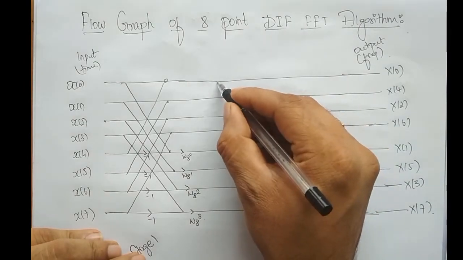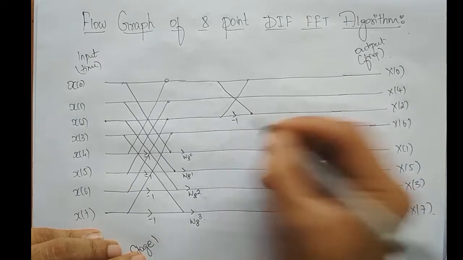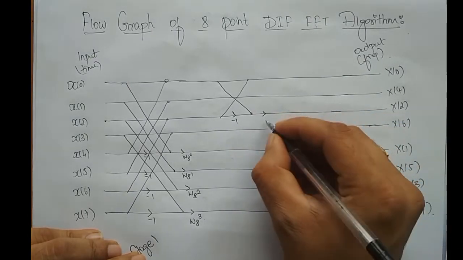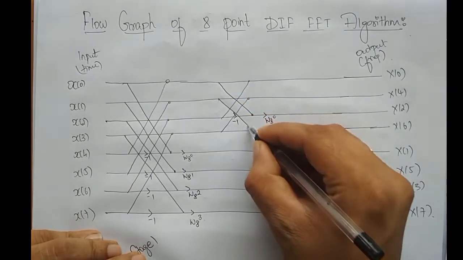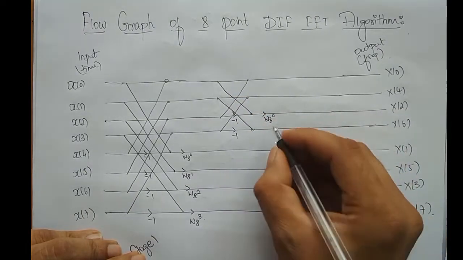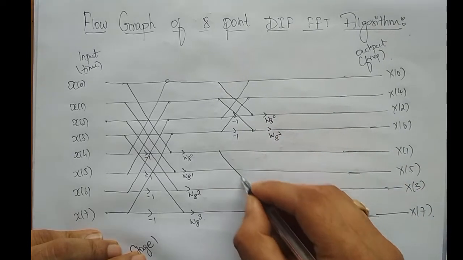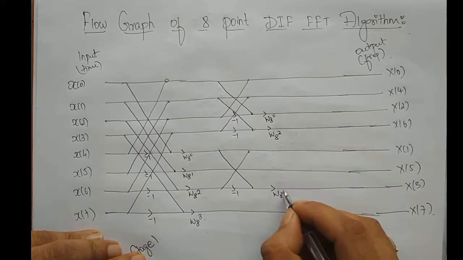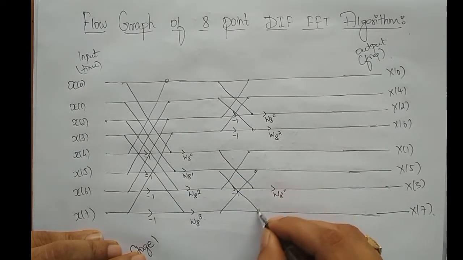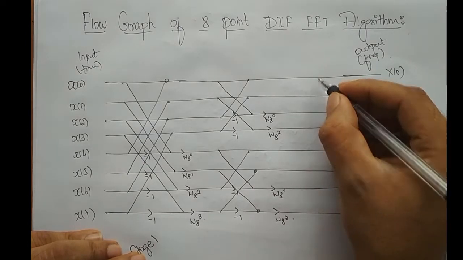So butterfly between first and third line. Lower middle leg multiply by -1, lower right leg multiply with W8 power 0. So the second butterfly is between second and fourth line. Middle -1 and right it is W8 power 2. Same pattern repeats. So here W8 power 0 and here W8 power 2. Next, this is stage 2.